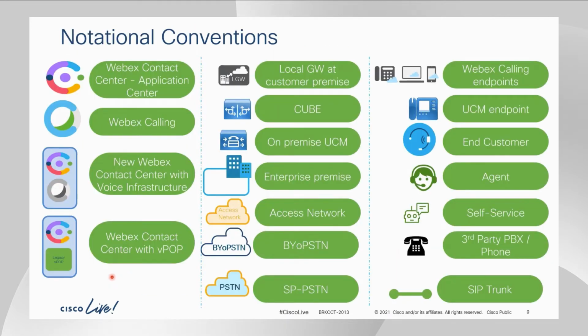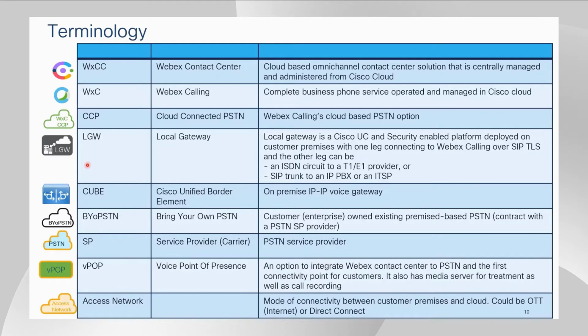Okay. I've put together a diagram of all the icons I will be using throughout the presentation today, and these are for your reference only, but a quick recap. This is your Webex Contact Center application layer icon. This icon designates your Webex Calling. The new Webex Contact Center, the 2.0 option, is designated by this icon, and the existing Webex Contact Center, meaning the 1.0 option, which is the legacy VPOP, is designated with this icon. The rest of the icons are self-explanatory, and I've also provided terminology for your reference.